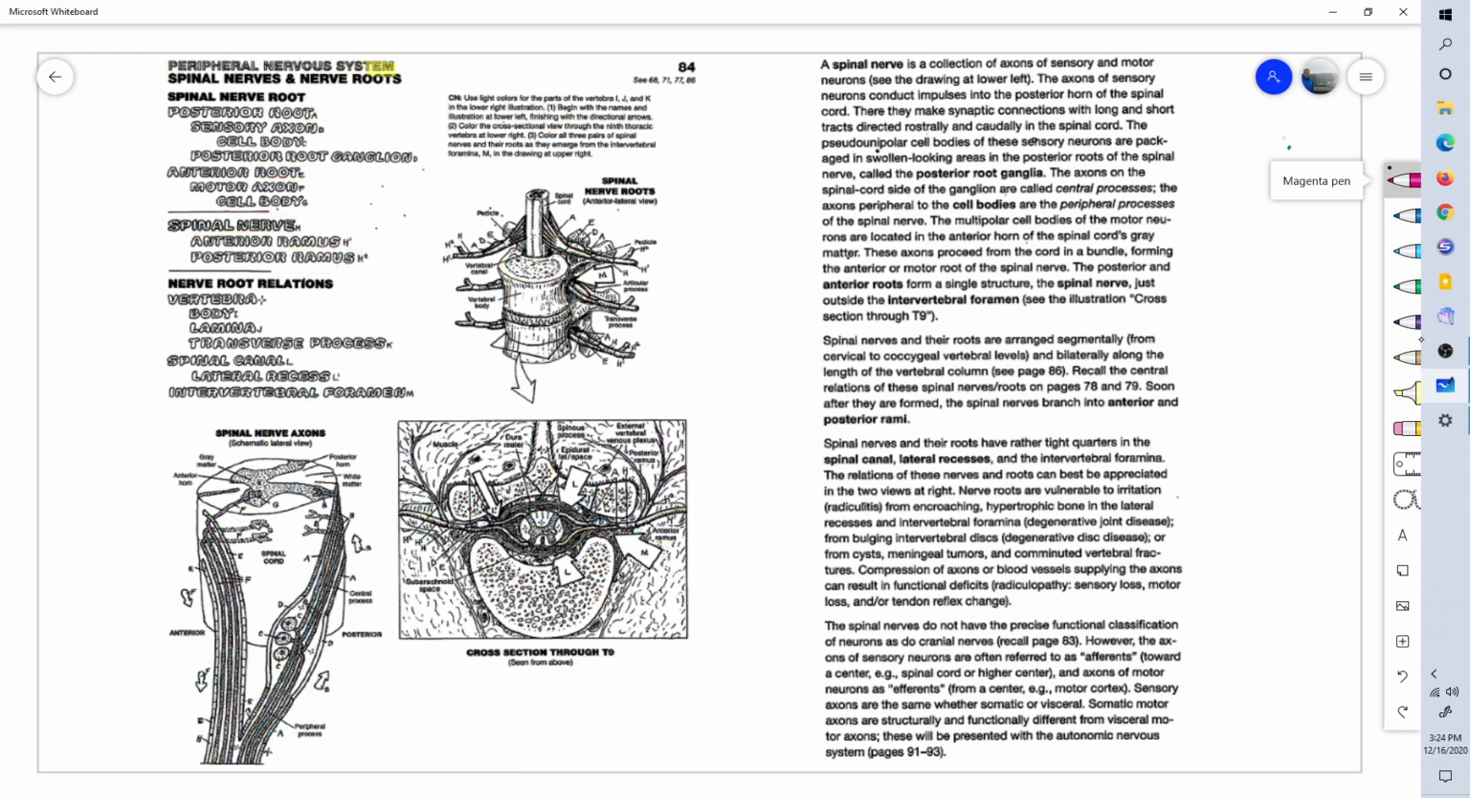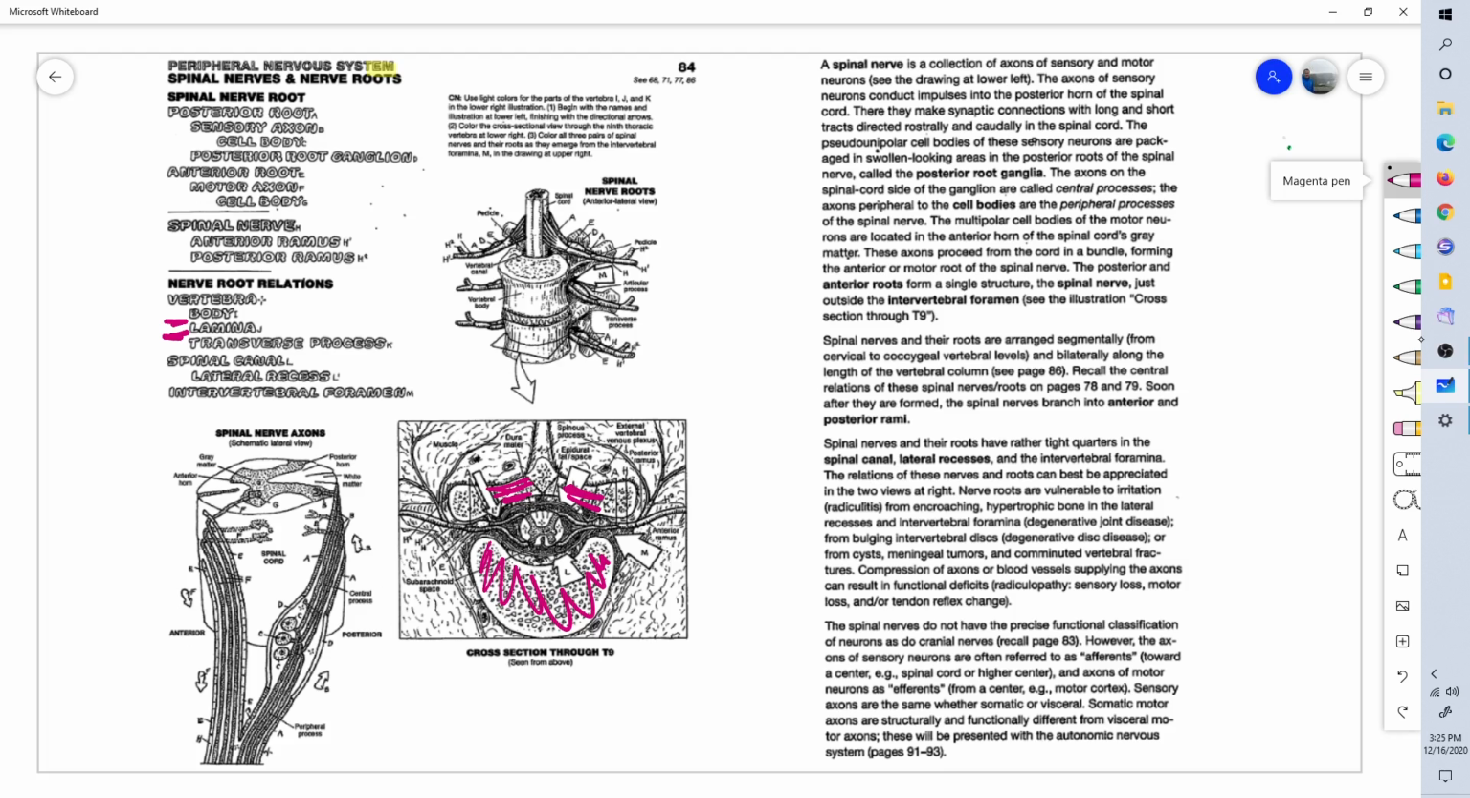And while we're here, let's talk about the different parts of the vertebra. We talked about the vertebral body. Here, this is the body of the vertebra. The lamina is this area right here, this little section of the bone. That's the lamina.